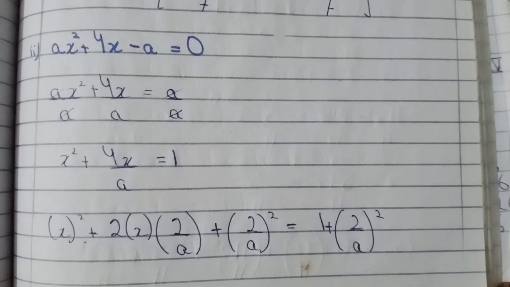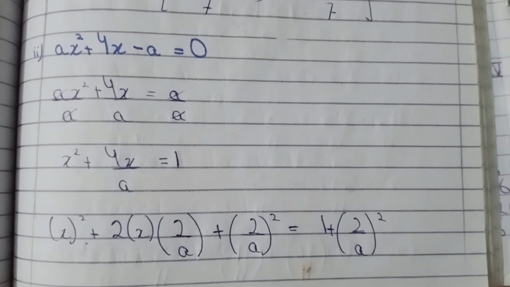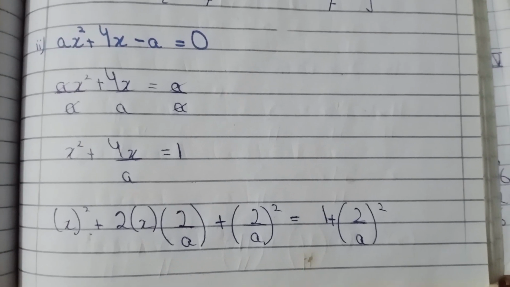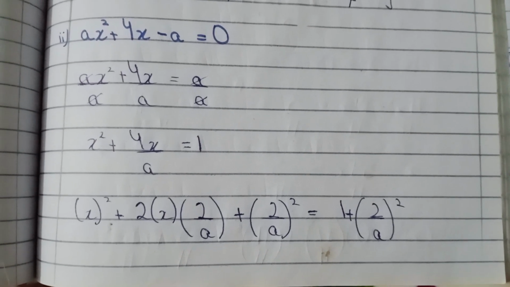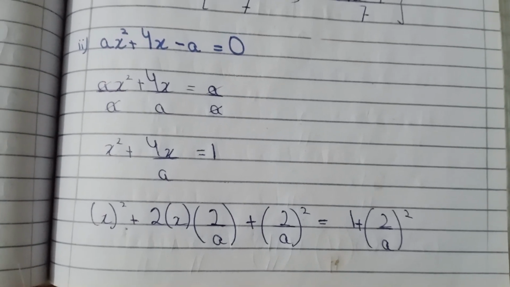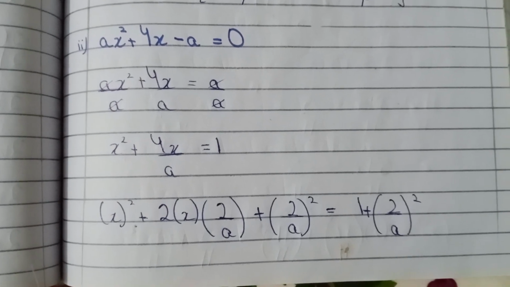Today we are going to do exercise 1.1 question 3 part 2. It is a question that you have to solve by the completing square method. So first of all, we have to change the side of the constant number. A is constant, it will change to plus a. Then we have to divide all the terms by the coefficient of x square, that is a. So after division we are getting x square plus 4x over a is equal to 1.